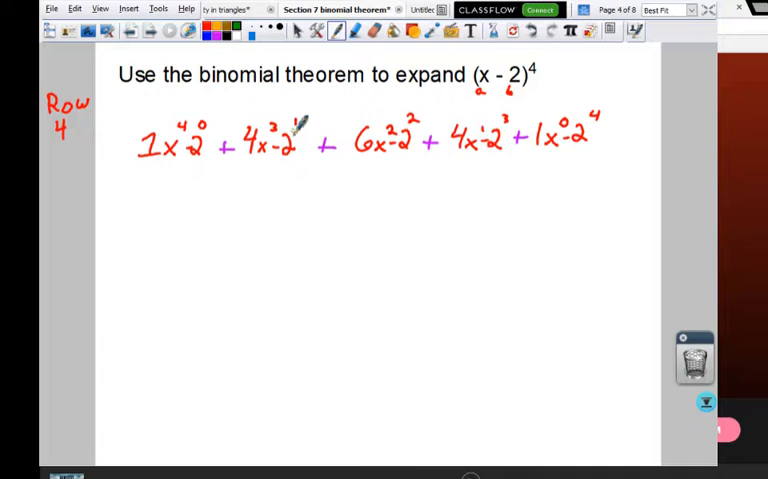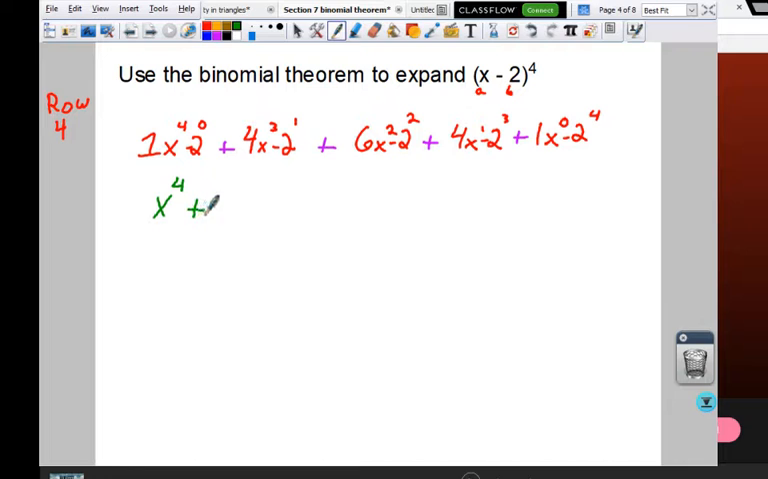So, for example, what's 1 times x to the 4? Just x to the 4, right? What's negative 2 to the 0 power? Apparently it's 1. It is 1. So what's x to the 4 times 1? Just x to the 4, right? Yeah, you just leave it. I have x to the 4 for my first term.